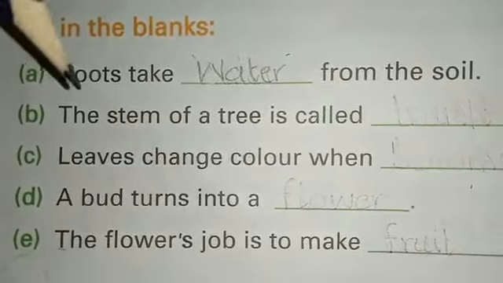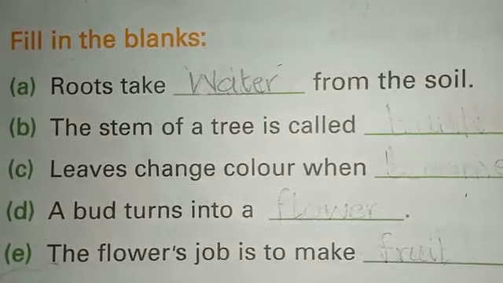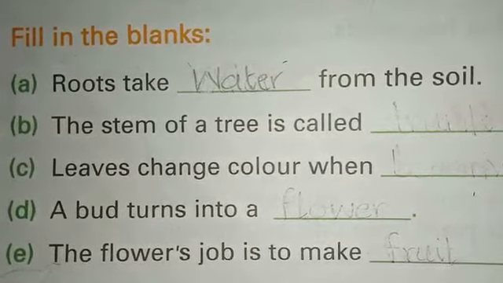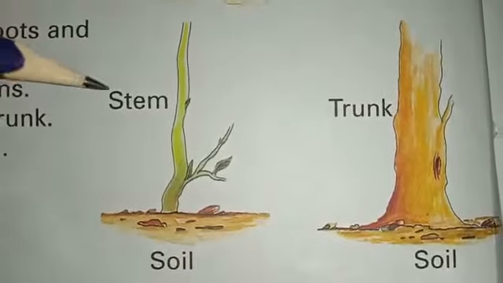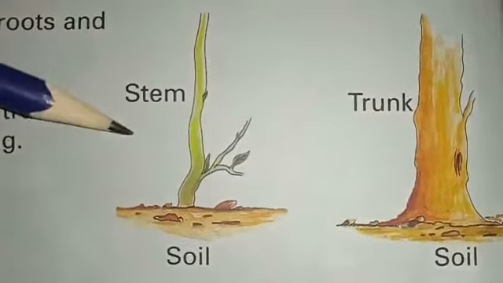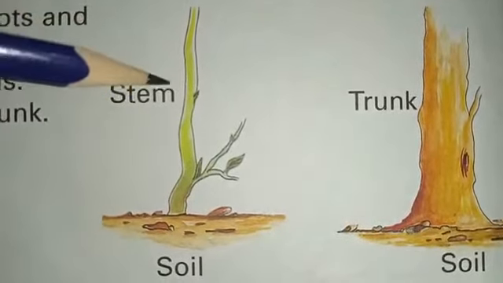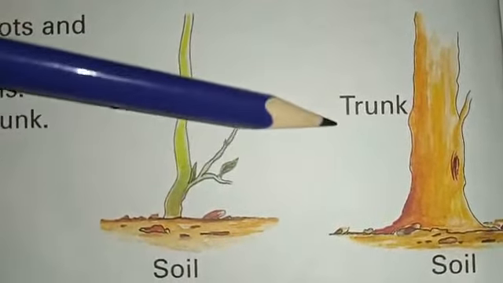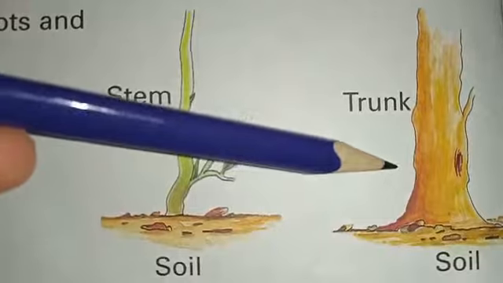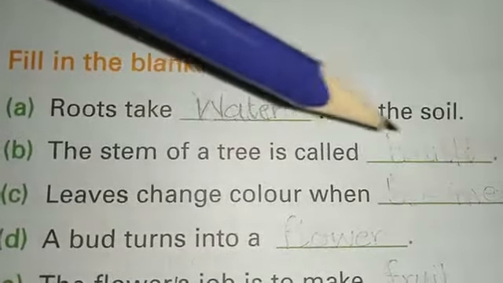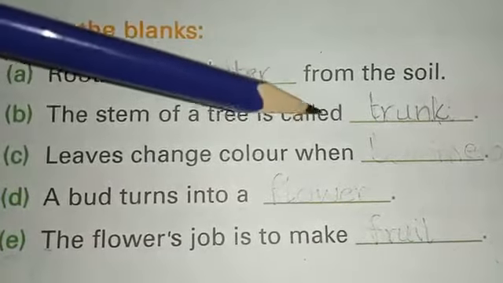B, the stem of a tree is called dash. It is very simple. We have already discussed this. Now tell me, what is the stem of a tree called? Some plants have soft stems like this, while a tree has a strong and rigid stem, that is a trunk. So the stem of a tree is called a trunk. We will write here trunk.